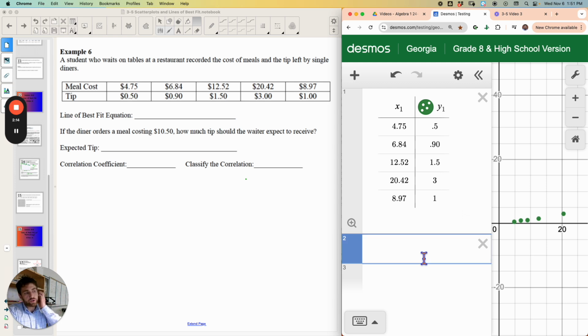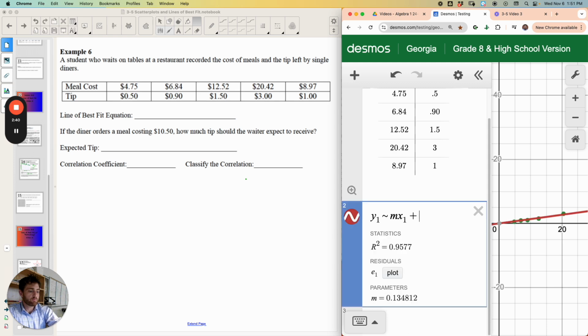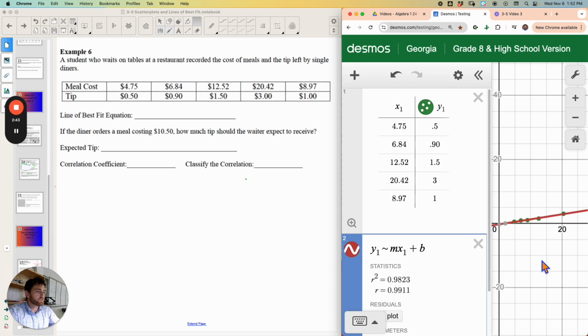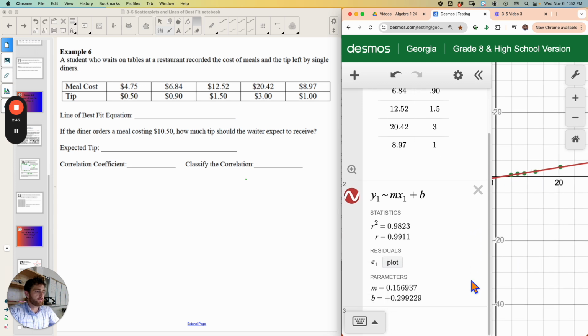Now, in order to get the line of best fit to plot, you're going to do y1 and then shift, and the number to the left of the 1 is a little squiggly. It's called a tilde. That's the way you tell Desmos that you want to do the line of best fit. So y1 tilde, and that's the number next to the left of the 1. So shift and then click that button. And then we'll do mx1 plus b. So it's going to plot the line of best fit. Okay, and if you scroll down, you'll see that it gives us what the m value is.